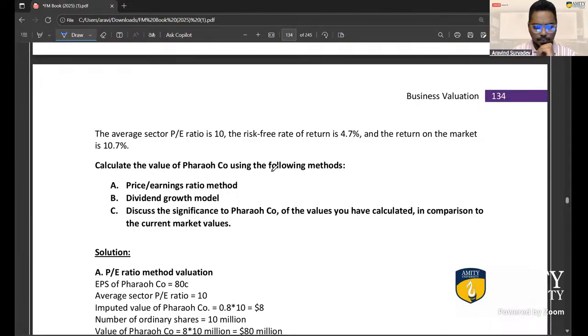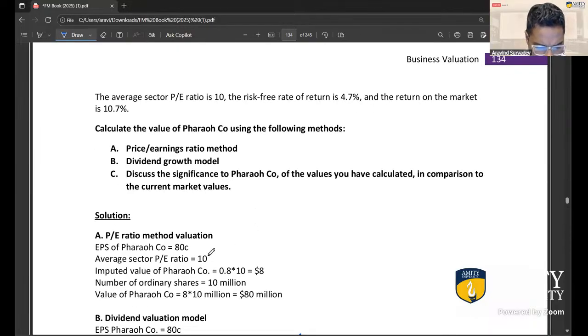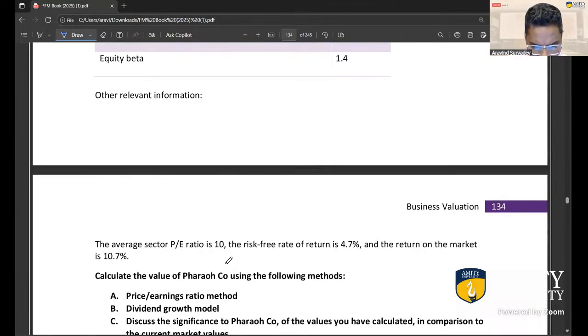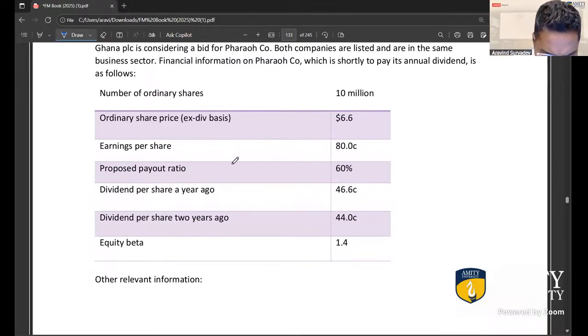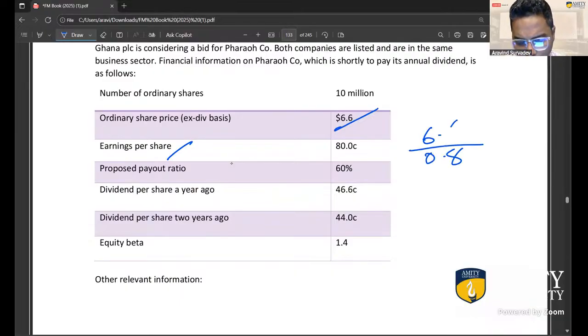Cool. Now, Faro's PE ratio, yeah, if you look at the average PE ratio, it's 10. Yes. But if you look at Faro company's PE ratio, right? What is Faro company's PE ratio? I know EPS, yes, and I know PPS, price per share. So 0.8, yeah. 6.6 divided by 0.8, the PE ratio comes to.